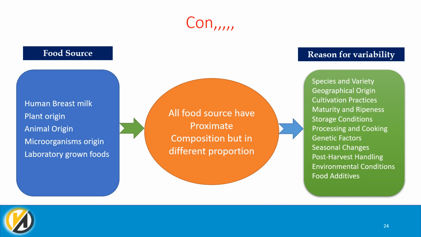Okay, so all of the food sources, including human breast milk, plant origin foods, animal origin foods, microorganism origin foods, and laboratory grown foods, all of them have proximate compositions, but in different proportions. Reasons for this proximate composition variability include species and varieties, geographical origins, cultivation practice, maturity and ripeness, storage conditions, processing and cooking conditions, genetic factors, seasonal changes, post-harvest handling techniques, environmental conditions, and food additives. Due to these reasons, many food sources have different proximate compositions and different nutrient compositions as well.